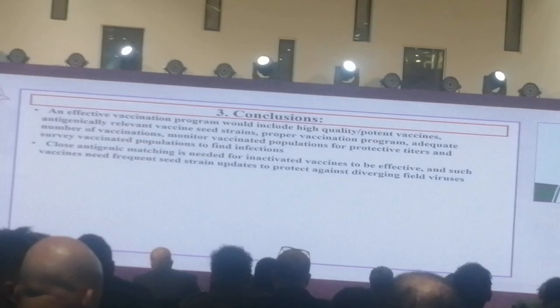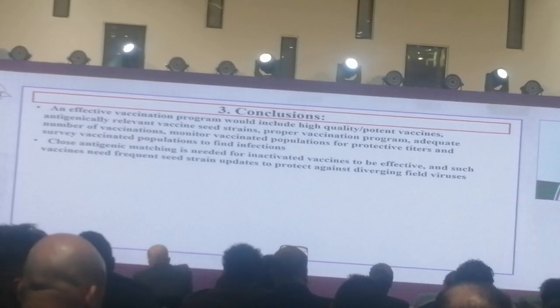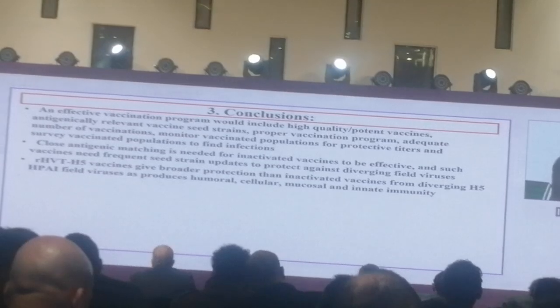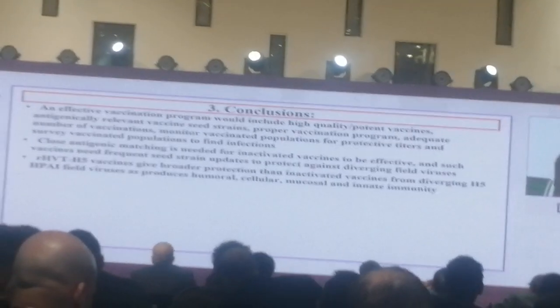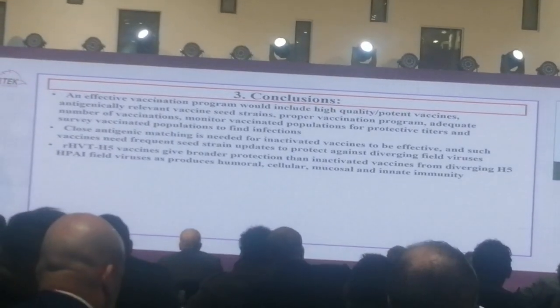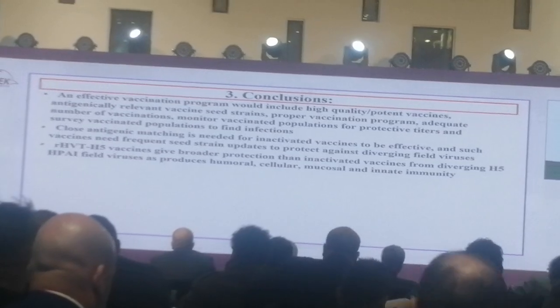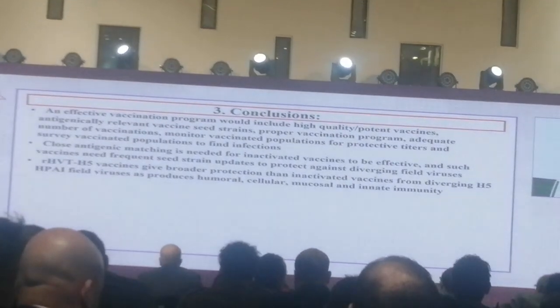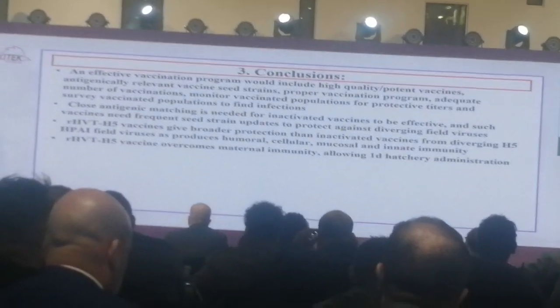This close antigenic match is really needed for inactivated vaccines to be effective, and such vaccines may need frequent seed strain updates to protect against diverging field viruses. The recombinant HVT does give you some advantages under certain conditions, broad protection that's more broad than inactivated vaccines, and it gives you multiple arms of the immune system that provides that protection.